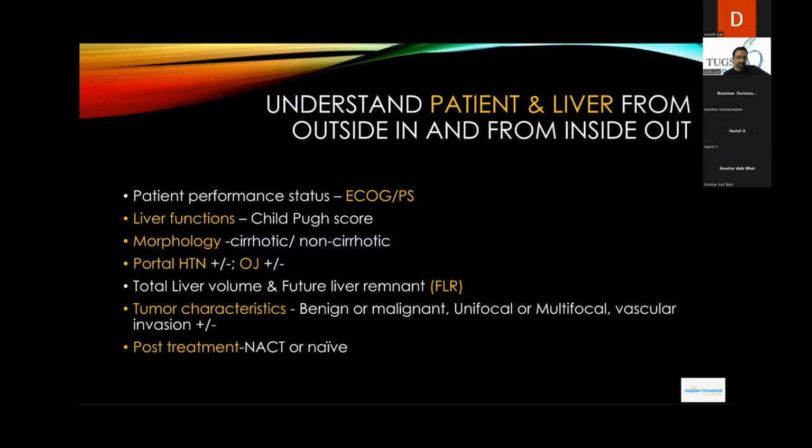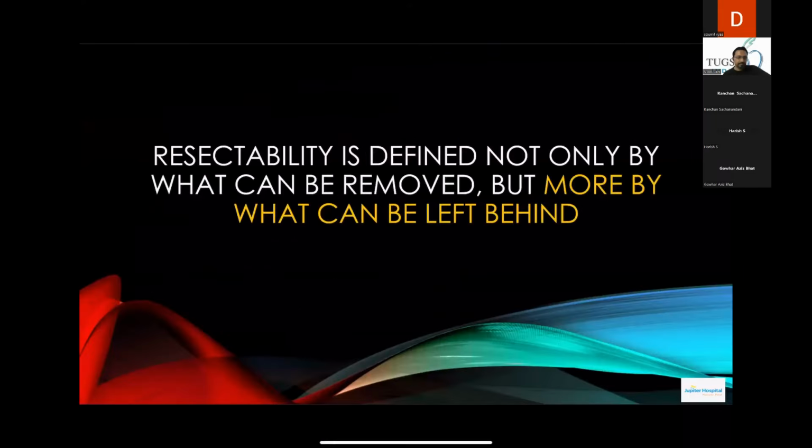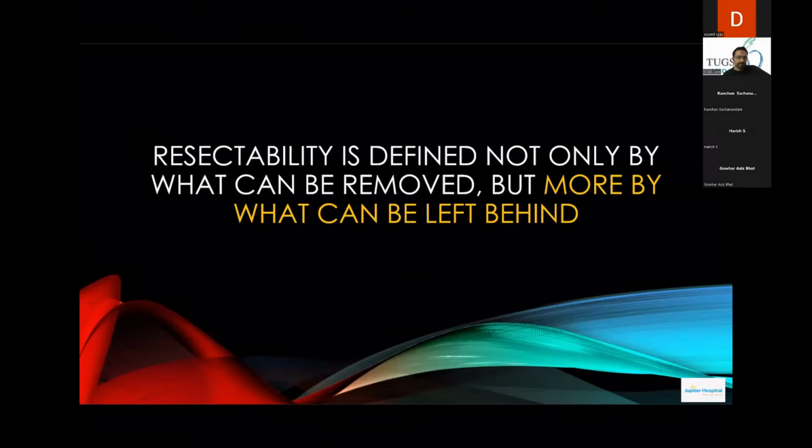So all these things will help you in understanding whether your indication for surgery is true and whether the tumor is resectable or not. You have to understand that resectability is based on what you are preserving behind and not just by what you are going to remove. If you understand this, then by your thorough knowledge of surgical anatomy, you can do all the surgical resections.